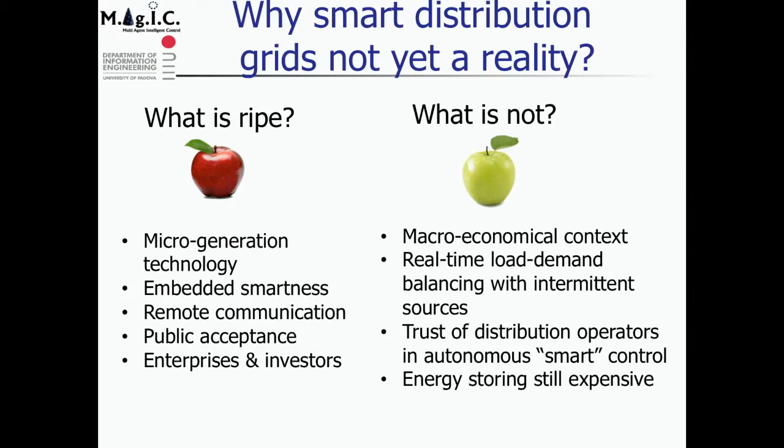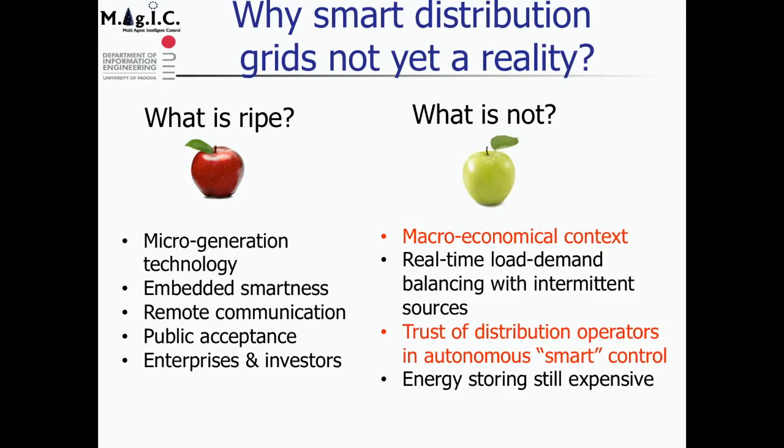But what is preventing this from being a reality? There are a number of reasons. I listed here only some. There are some macroeconomic context problems that I will describe in a second. Also, it requires real-time load and demand balancing with very intermittent and stochastic sources. Also, there is a problem in terms of trust of distribution operators in these new technologies. And finally, there's also a problem in terms of energy storage at the distribution level, which is still a little bit too expensive, but is also very important in order to optimize the performance.